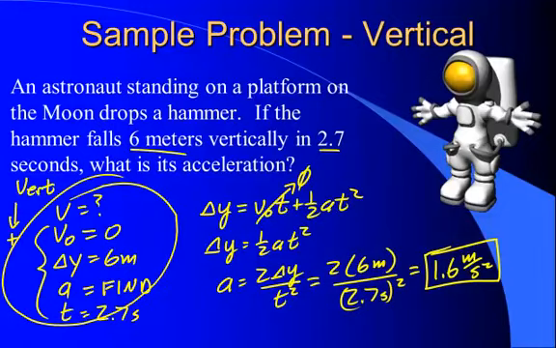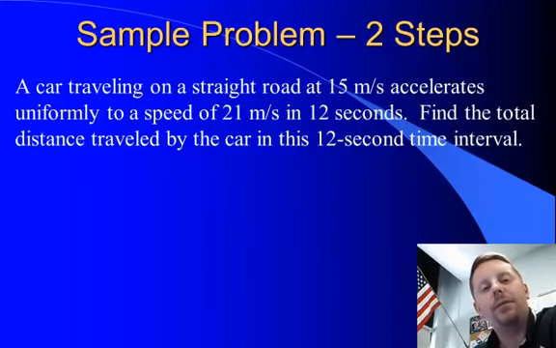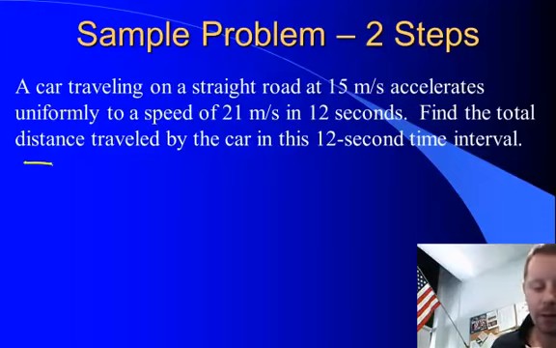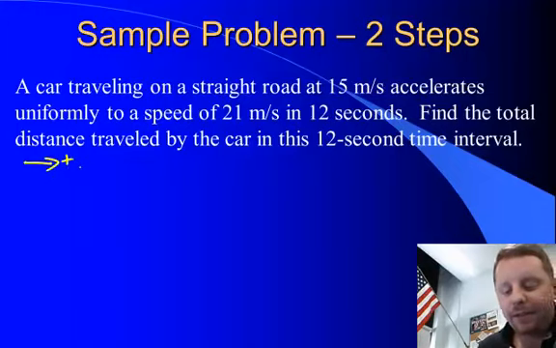Let's look at one more where I throw a little bit of a monkey wrench in there just to see how you handle it. Another car problem. This time the car is traveling on a straight road at 15 meters per second. It accelerates to a speed of 21 meters per second over 12 seconds. Find the distance traveled. Well, we've got a horizontal motion problem again. We'll call to the right positive.